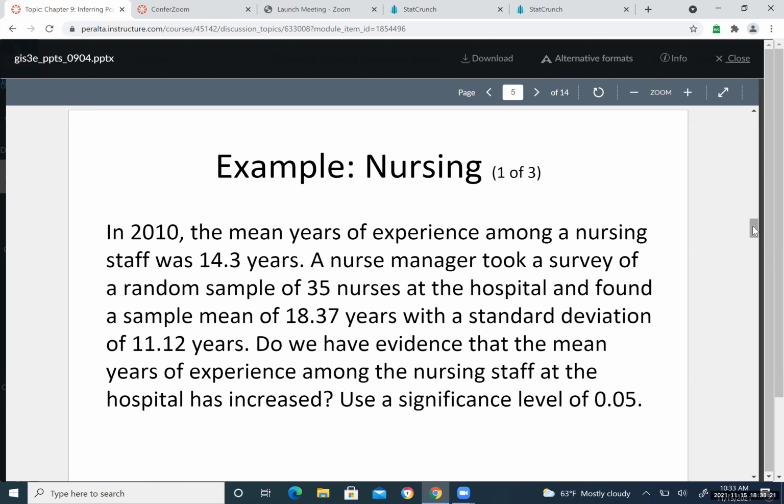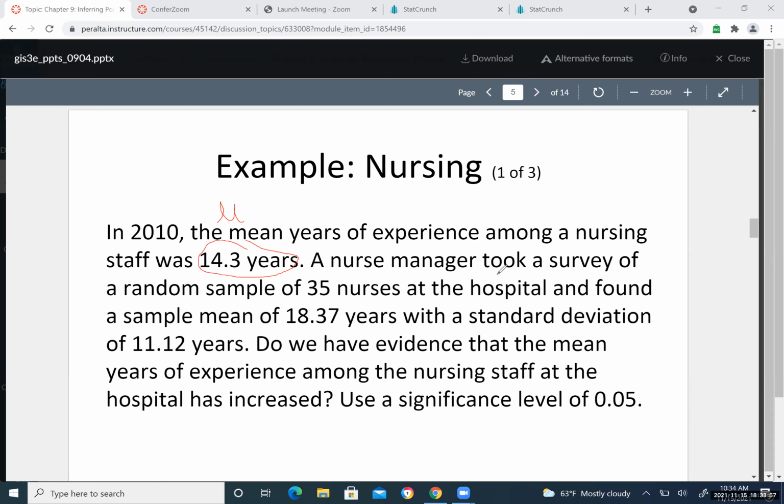All right. So in 2010, the mean years of experience among a nursing staff was 14.3 years. Okay, so what is it here? What is this, the sample mean or mu? You think about that one for a couple of seconds and label it. So this value is our mu, right?